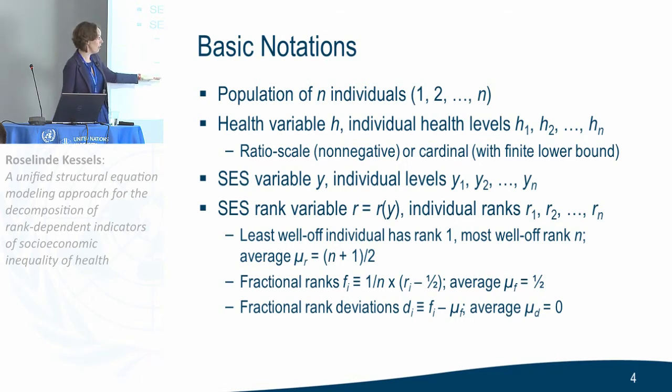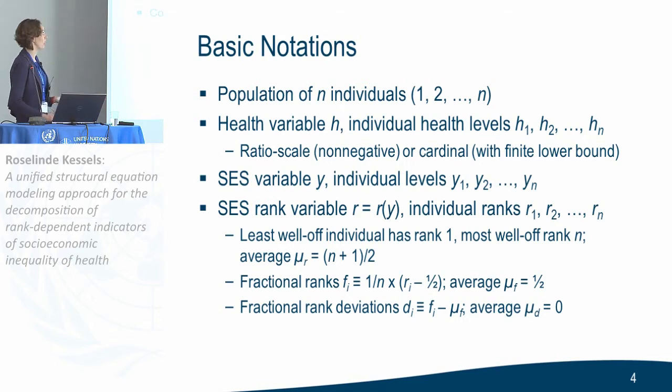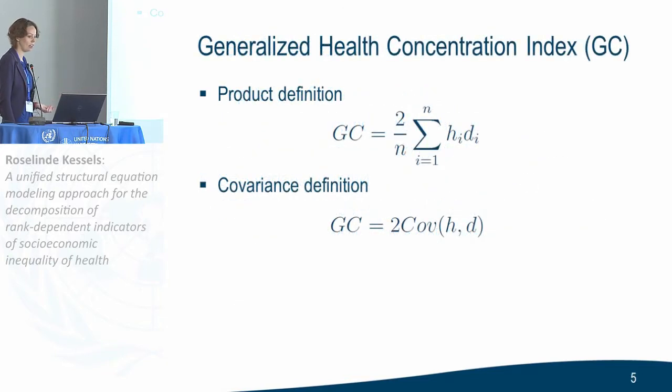And it will be this variable, the fractional rank deviation variable, that's also being used in the definition of the generalized concentration index, the generalized health concentration index, of which you find here two definitions, the product definition as well as the covariance definition. So it's basically the covariance between the health variable H and the fractional rank deviation variable D multiplied by 2, and so measures the correlation between our two variables H and D. And this measure is bivariate, so it consists of two variables, two dependent variables, and so we say that it is a bivariate measure.